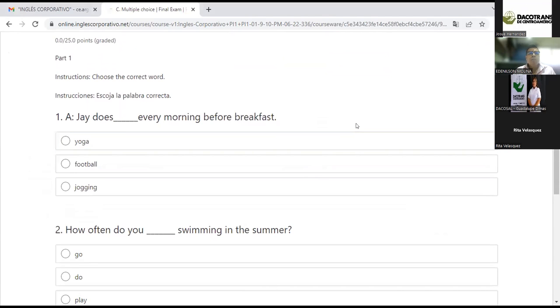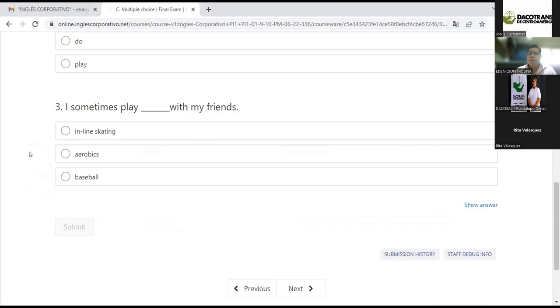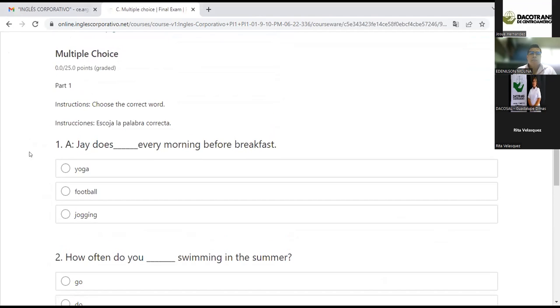Si se fijan en este caso, ¿qué tipo de palabras tenemos en las opciones? Son nombres y verbos. Nouns and verbs. What type of information is this one? Son oraciones, en este caso afirmativas. Number one, Jay does every morning before breakfast. Yoga. Ajá. Aquí esto no es con un auxiliar, sino que es el verbo para la tercera persona. Please, do not confuse this one. No es el auxiliar, ¿no? Es el verbo conjugado para la tercera persona. So, what does he do? ¿Qué hace cada mañana before breakfast? Jay does yoga, football, or jogging.